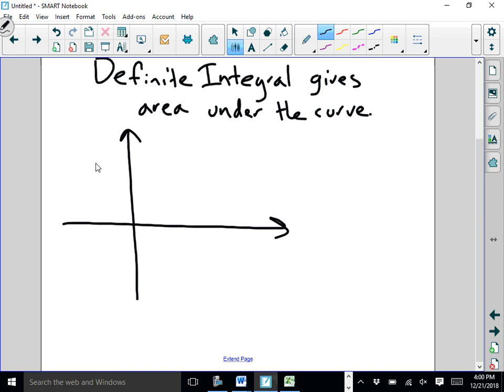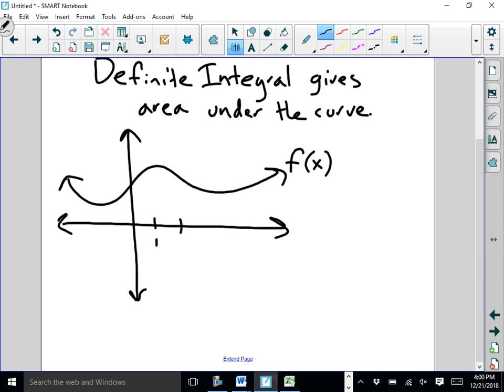So here's my function. This function is f of x. So the first thing we need to know about a definite integral is what the symbol looks like. The symbol looks like a giant S. We'll talk about why it's a giant S early when we get back from break. But here's what it looks like.